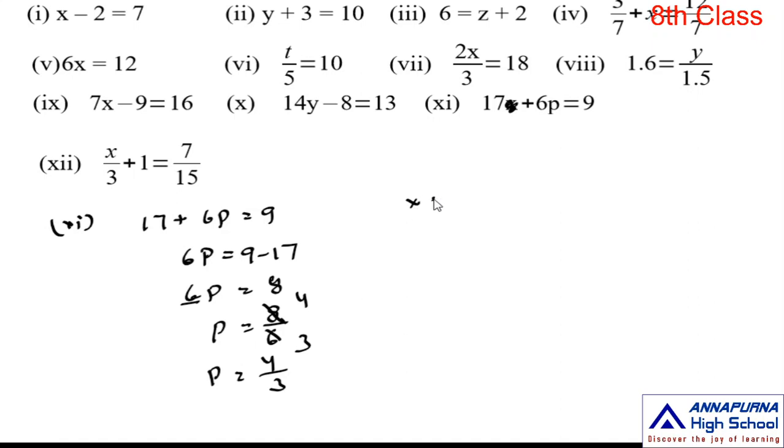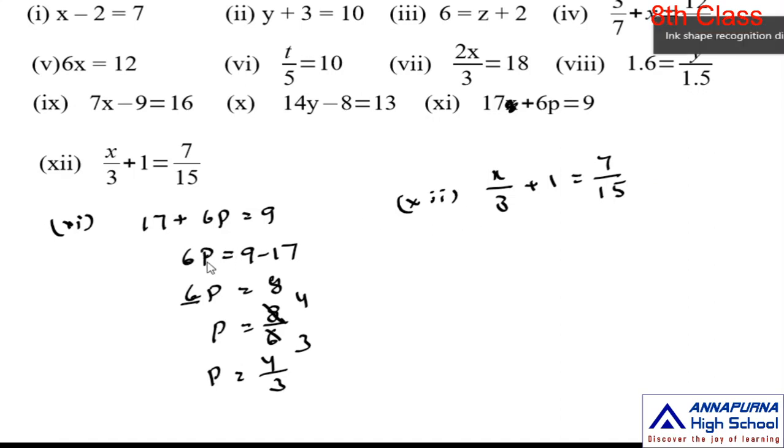Okay, and when you come to the 12th one, the 12th equation is x by 3 plus 1 is equal to 7 by 15. Once again, see the 11th one. Here there is a small mistake. 9 minus 17 is equal to minus 8, na. Okay, so I forgot this. So minus 8 by 6 is equal to minus 4 by 3. Sorry. So the 12th one is x by 3 plus 1 is equal to 7 by 15.